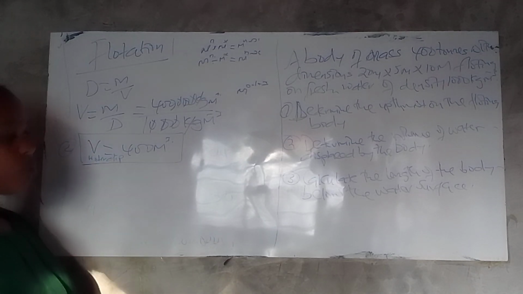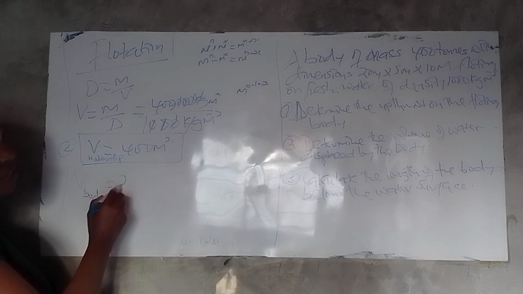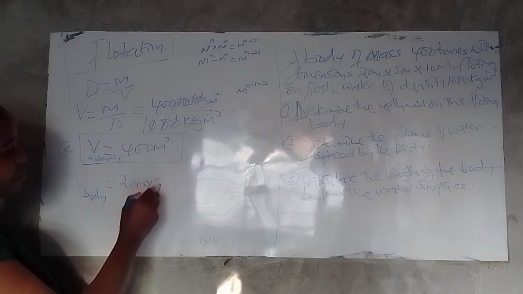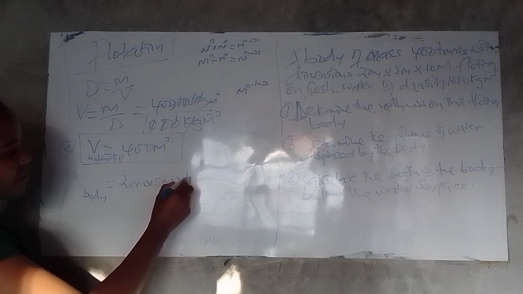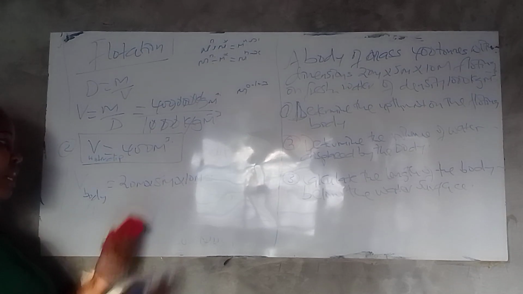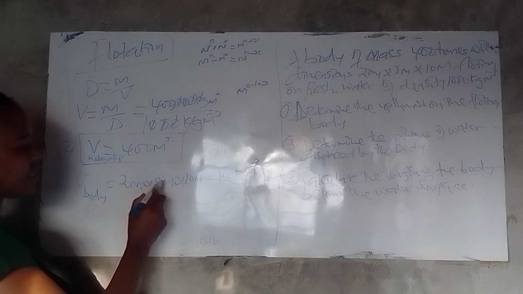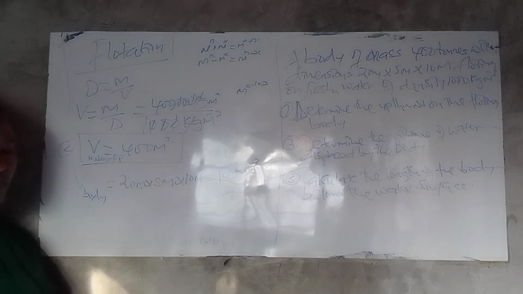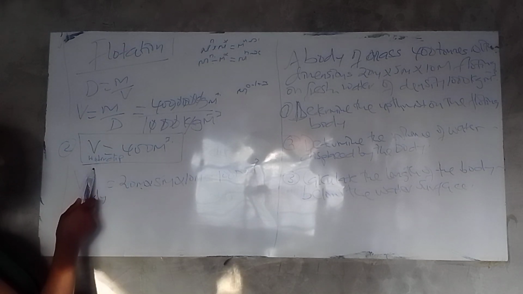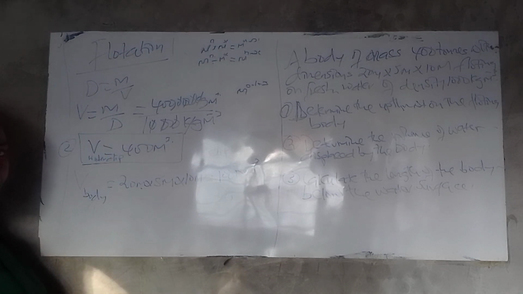The whole volume of the object, V of the body, is 20 meter by 5 meter by 10 meters, which is 1,000 cubic meter. Remember, meter times meter times meter is cubic meter. So that is the volume of the object. But the volume of the water displaced is 400 cubic meter.